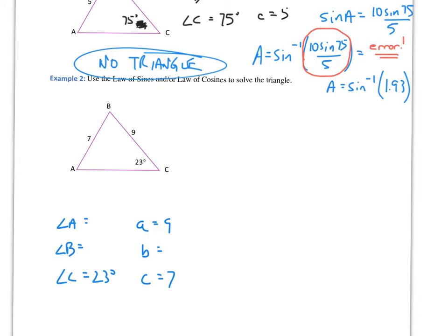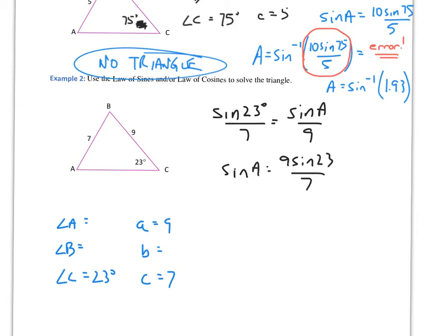Law of sines. Can you set it up for us? Yeah, sine 23 over 7 equals sine A over 9. Okay? So do the same thing as we did before, multiply out the 9. So sine of A is equal to 9 sine 23 over 7, and A is equal to sine inverse of 9 sine 23 over 7. All right, tell me what you get this time. You should not get error. 30.2.